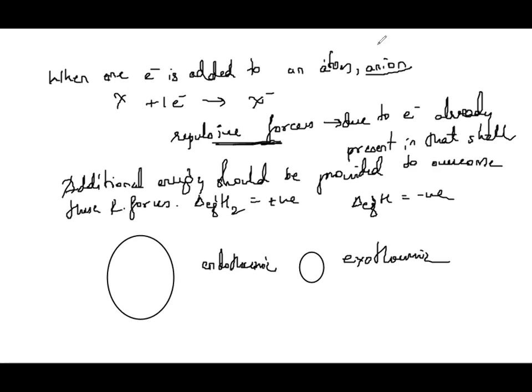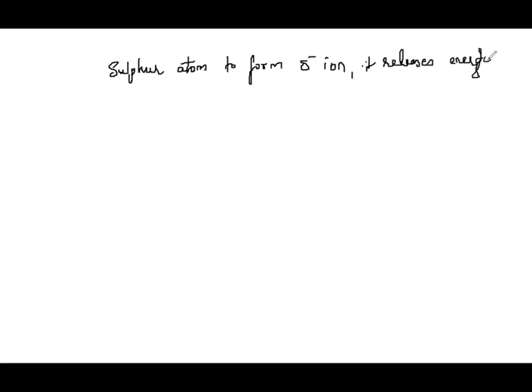I can give you a good example. When an electron is added to a sulfur atom to form an S minus ion, it releases energy. Therefore, the process is exothermic because delta Eg H1 is negative.